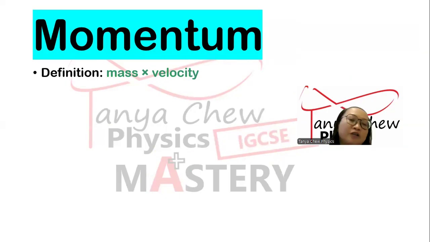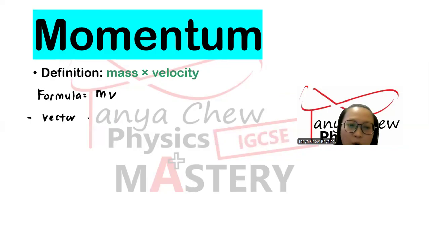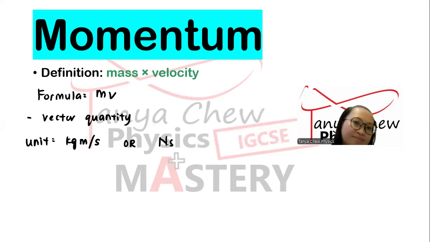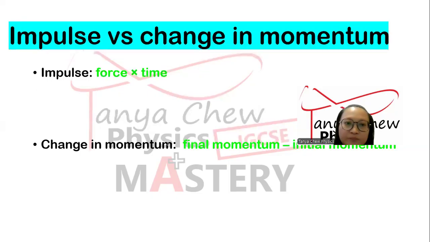The definition of momentum is mass multiplied by velocity. The formula is p equals mv. And bear in mind, momentum is a vector quantity. Most students make a lot of careless mistakes. I will show you later. The unit of momentum is kilogram meter per second, or Newton meter. No, not Newton meter, sorry. It's Newton second. Why? I will explain later.